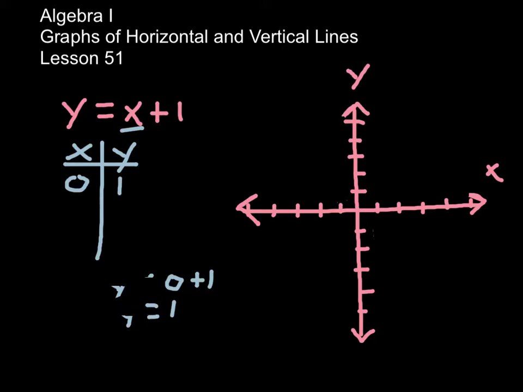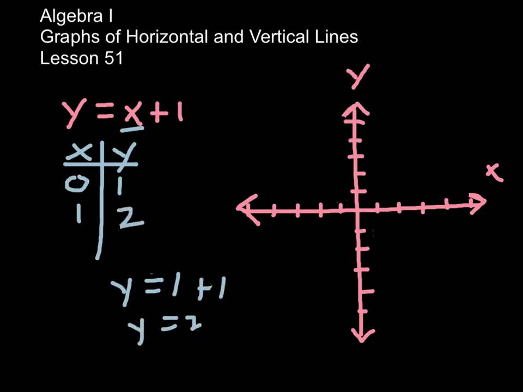How about if I place the value of 1 in for x? So let's see, y is equal to 1 plus 1, or y is equal to 2. So I get 1, 2. Now I'm not going to keep on showing what I'm doing, how I'm getting these values, just for time's sake. But I'm going to find two more values, two more ordered pairs.